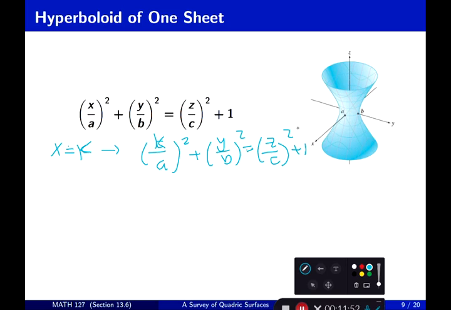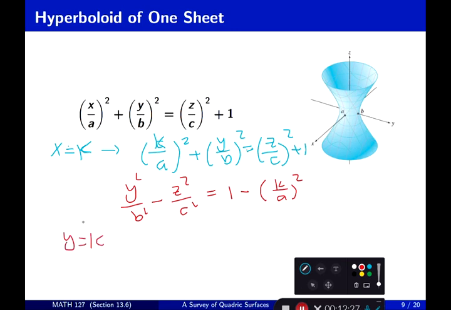And so what is this equation? If I put it again as y squared over b squared minus z squared over c squared equal to 1 minus k over a to the power 2, this looks like a hyperbola. Now, the same routine works if I set y equal to k. Very similarly, you arrive at a hyperbola.